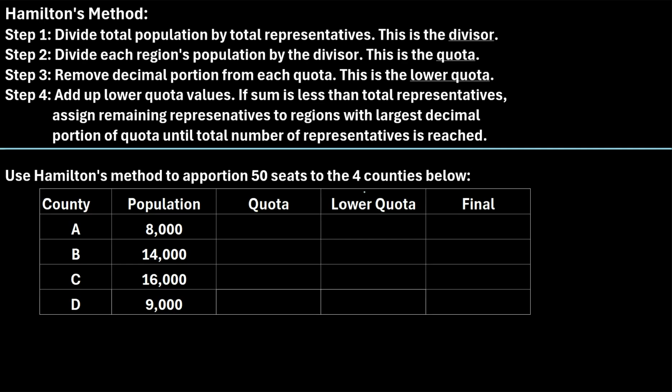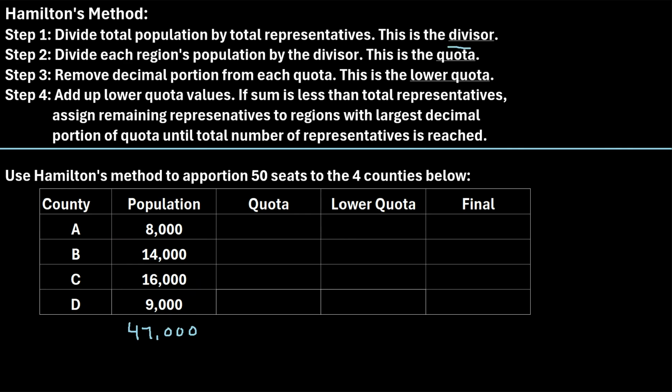Let's say that we would like to apportion 50 seats to the four counties below. We have county A, B, C, and D with the following populations. Using Hamilton's method, the first step is to divide the total population by the total representatives. This is known as the divisor. If we add up the population of all four counties, we'll find that there's a total population of 47,000.